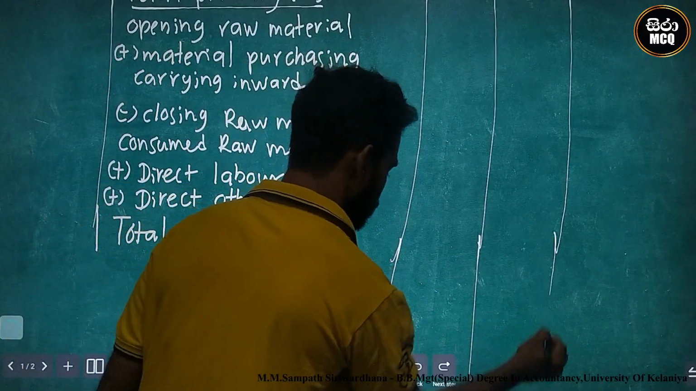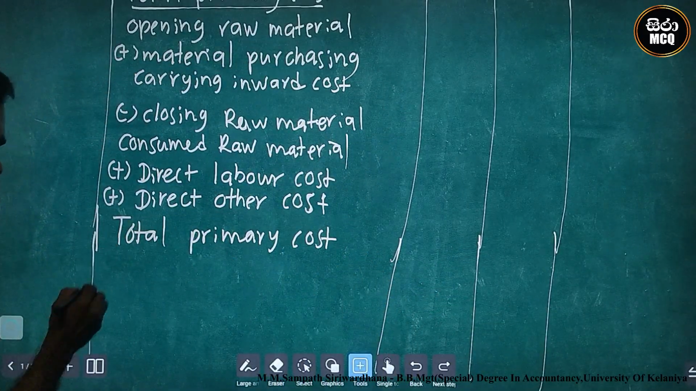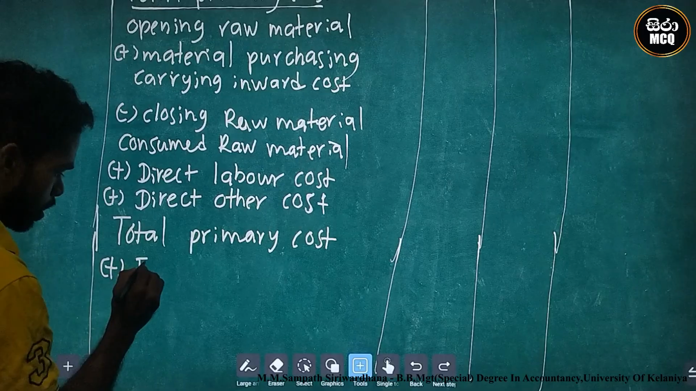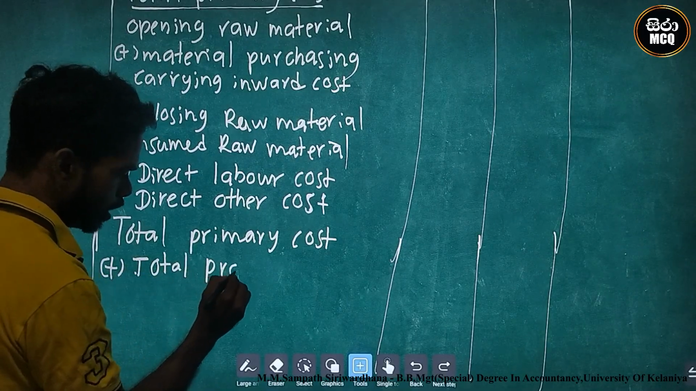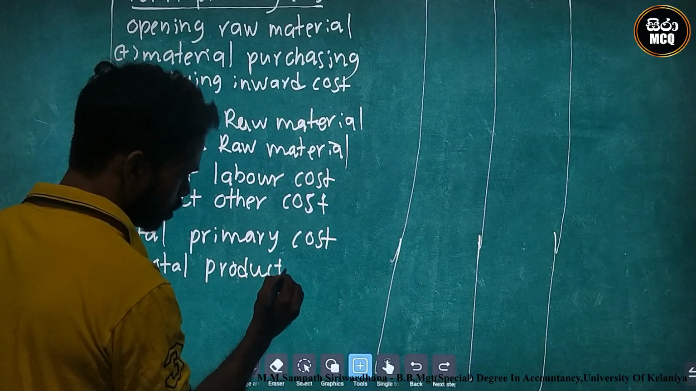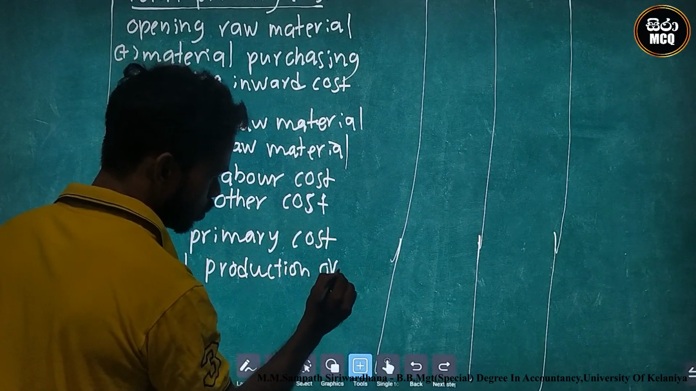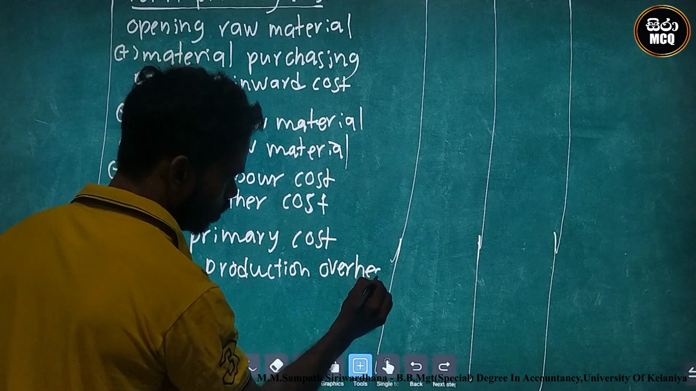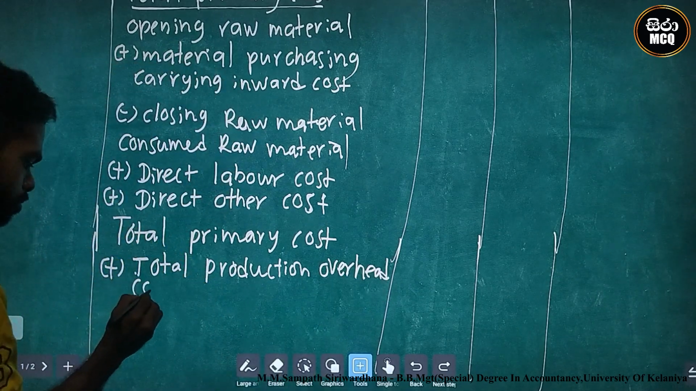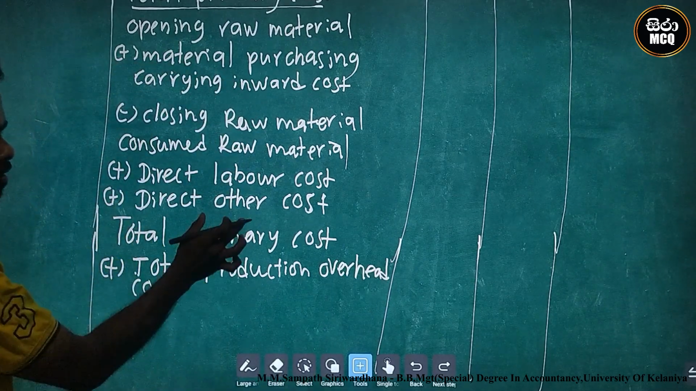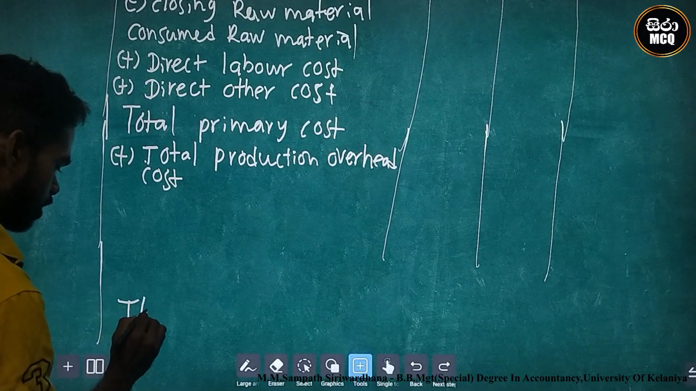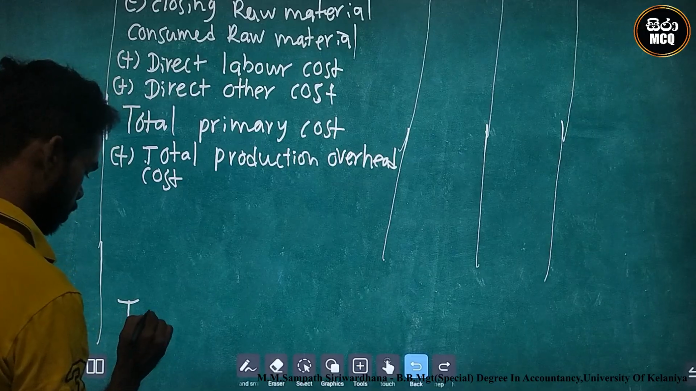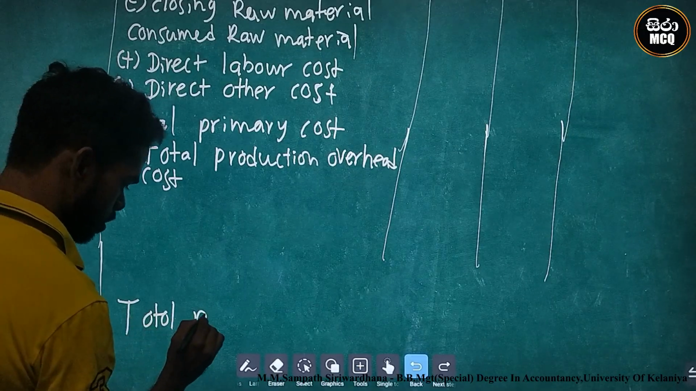After that, what is the structure of this area? We add total production overhead cost. After that we can calculate which one? Total production cost.